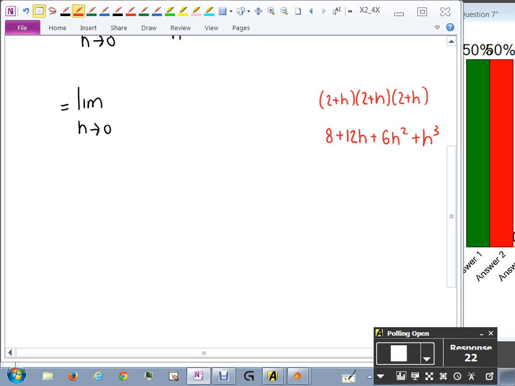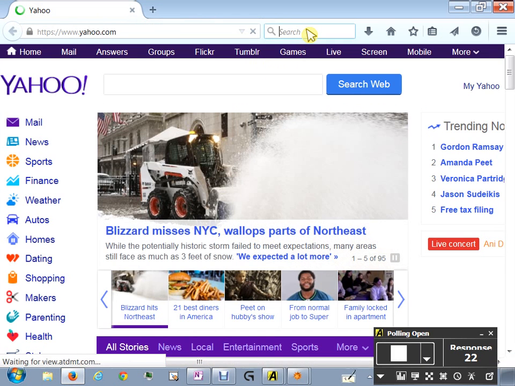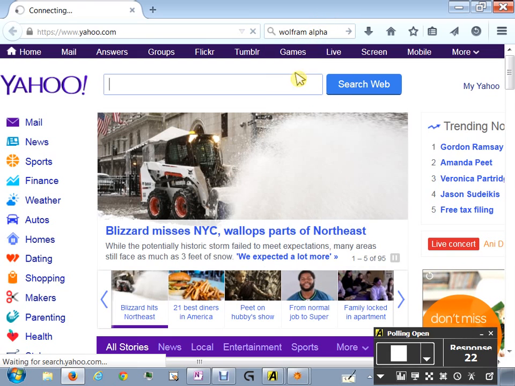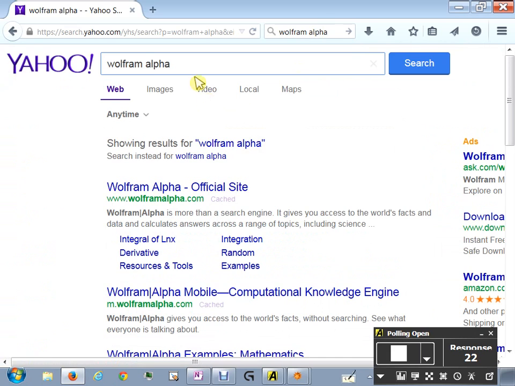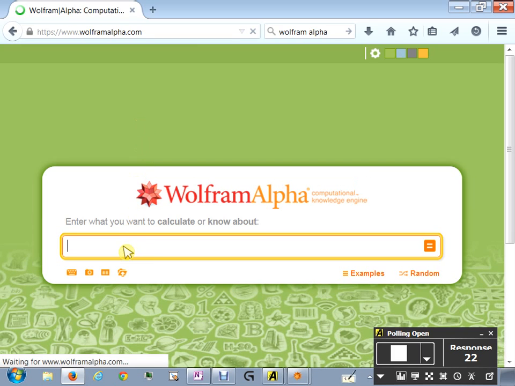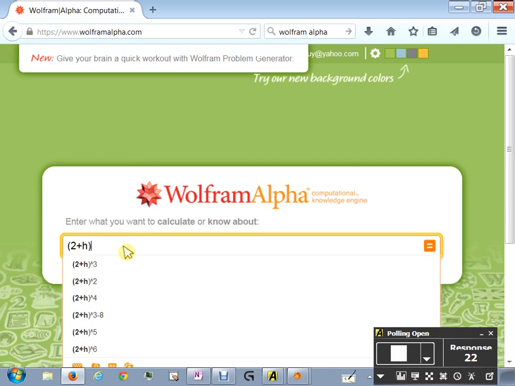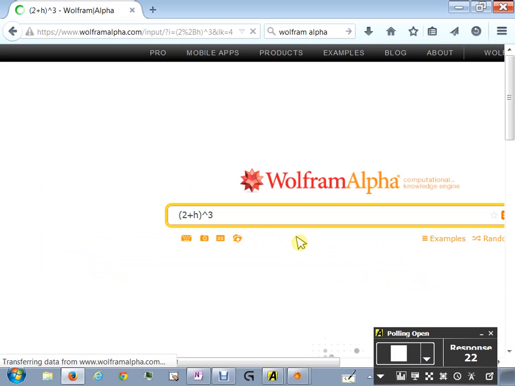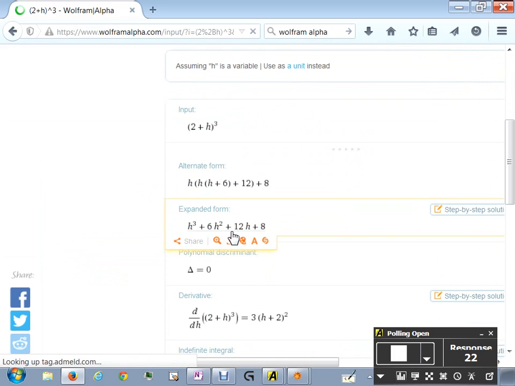Sorry, 12h. Now, while we're talking about this, I'll bring up something that you probably know of. Y'all have heard of Wolfram Alpha? Website, go search it. If you're not aware of this, it's a great tool. It's free. You go here. If you wanted to know what 2 plus h cubed was, wow, it's right here. Just hit enter.